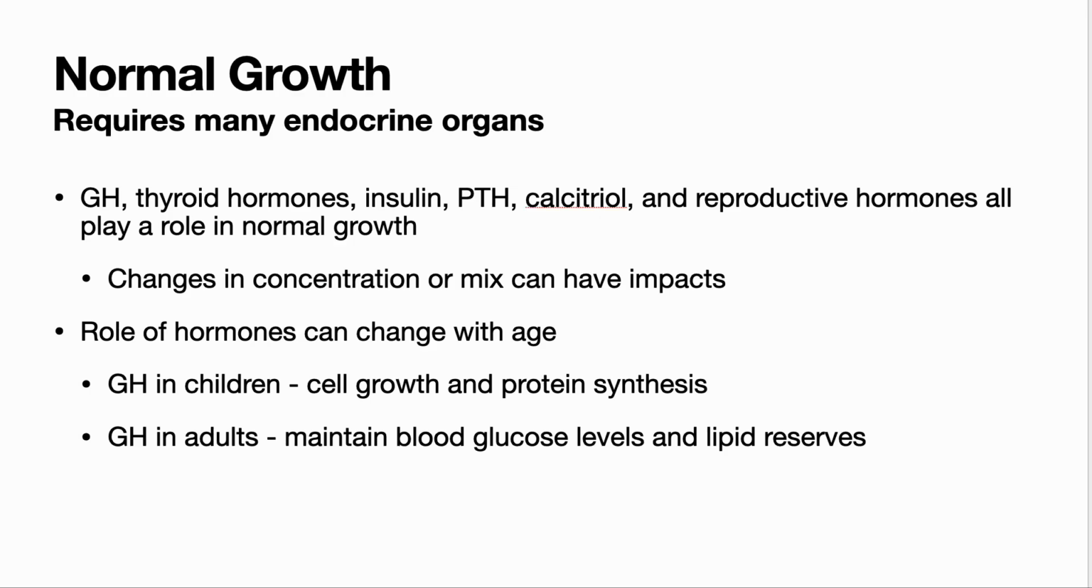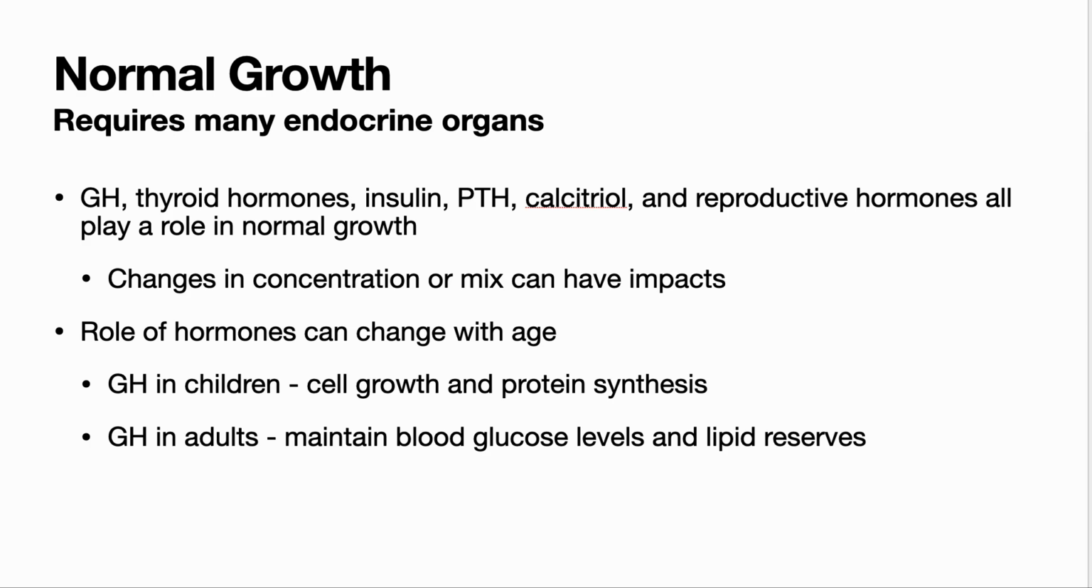Okay, so let's talk about how the endocrine system plays an essential role in normal growth. And that normal growth is going to require a lot of endocrine organs. And you can see in this first bullet, we're going to need growth hormone, thyroid hormones, insulin, parathyroid hormone, calcitriol, and all of the reproductive hormones are going to play a role in normal growth. And any change in the concentration of those hormones in the extracellular fluid that are not normal can have significant impacts on that normal growth. Now, something else interesting to note is that the role of hormones can change over time.